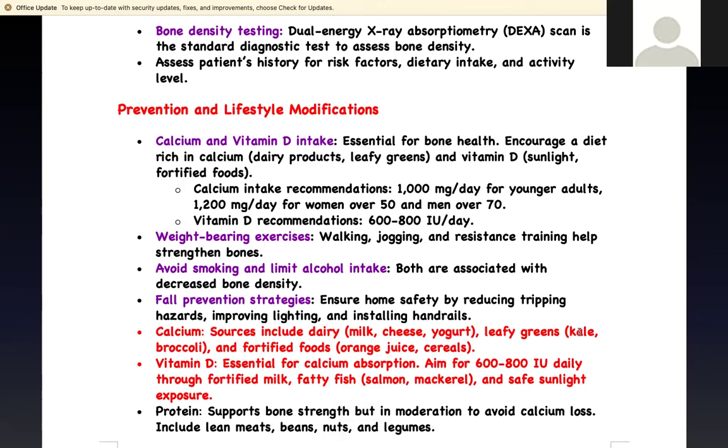This also helps with the mineralization. Teach them how to walk, jogging, resistance exercise in the gym. Of course, they need to stop the drinking and the smoking. And then ensure that they strengthen their body, prevent falls, and guard against them from falling.